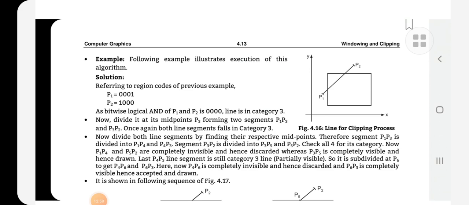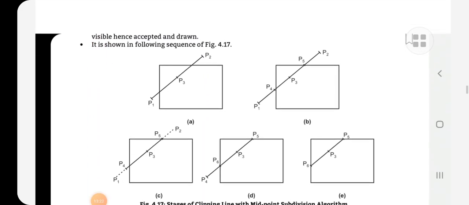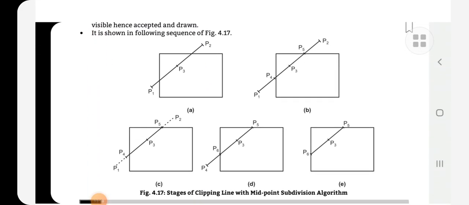Now divide both line segments by finding their respective midpoints. Therefore, segments P1, P4 and P5, P2 are completely invisible and hence discarded, while P4, P5 is completely visible and hence drawn. This is the line, P1, P4, P3, P2, shown in figure 1a.